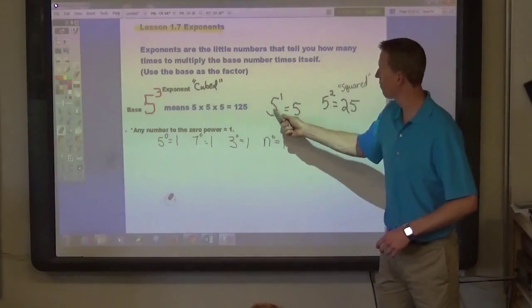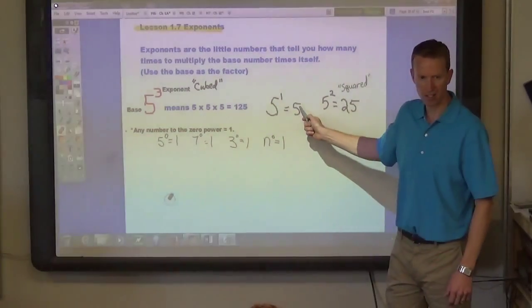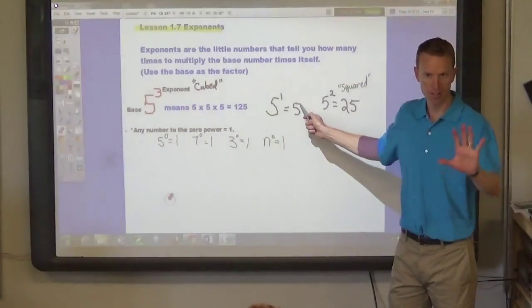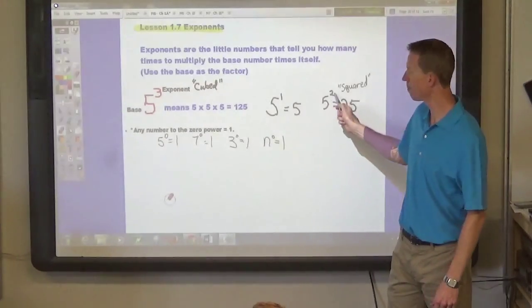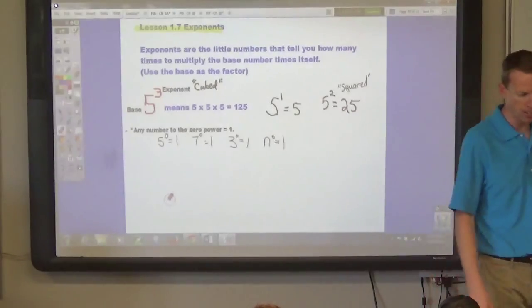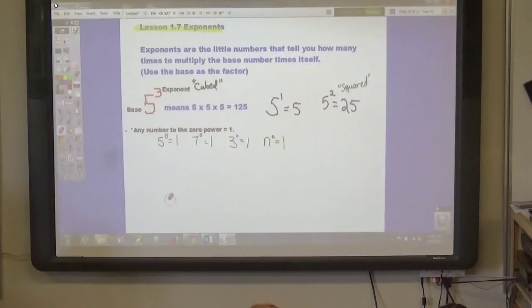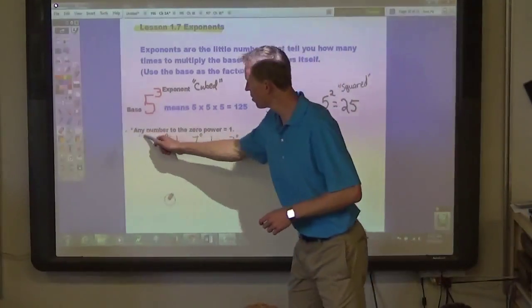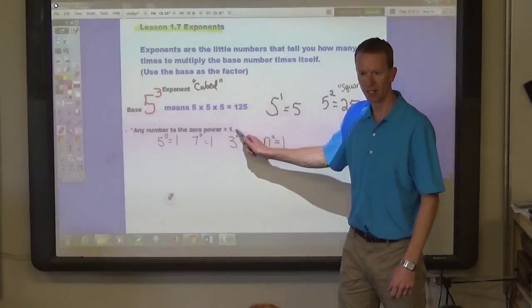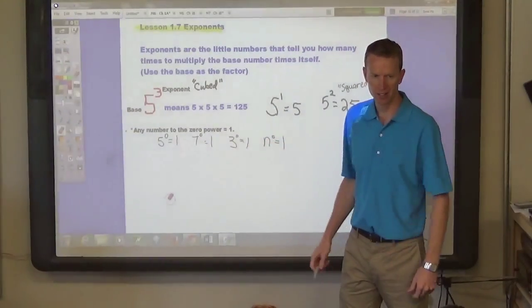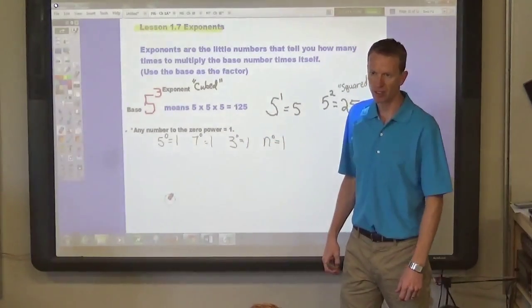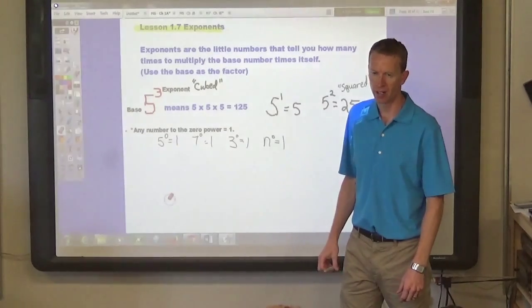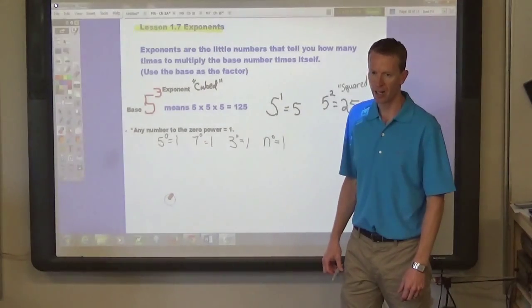Okay? So, 5 to the first power is just that number, 5. Another way of saying 5 to the second power is to say what, class? 5 squared. Any number to the 0 power is 1. Any number to the 0 power is 1. Okay?